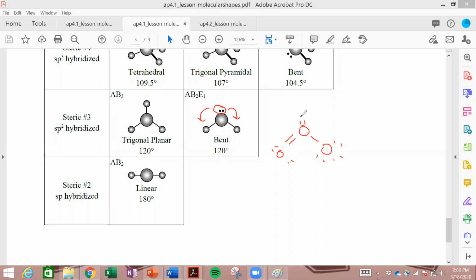And so it's going to take the left oxygen, push it down a little, the right oxygen, push it down a little. It's still sp2 hybridized, but it's going to be bent instead of trigonal planar. So just make sure you know how to name your shapes.